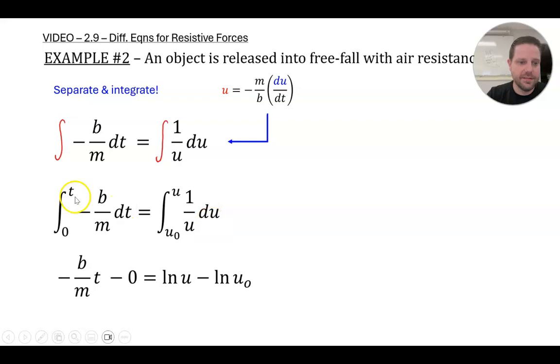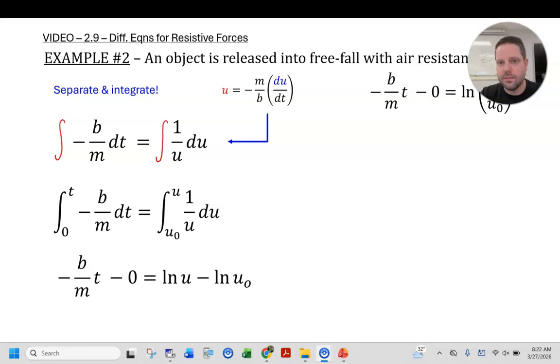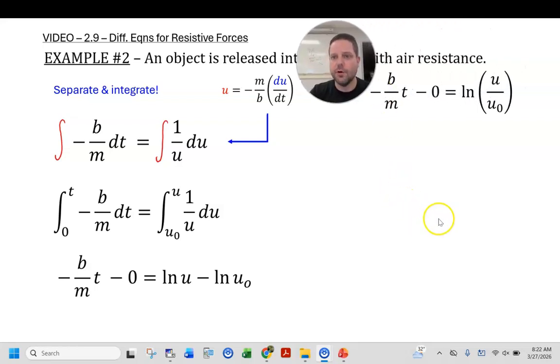When I integrate these, the integral of dt is t, so when I substitute t in for that, we have negative b over m times t. When I substitute 0 in for t, you just get 0. And of course, we get the natural log of u minus the natural log of u naught on the right side. I'm going to move myself over here for a moment. So now we have negative b over m t, the same thing we left off with, but I'm just going to write this natural log in its fractional form.